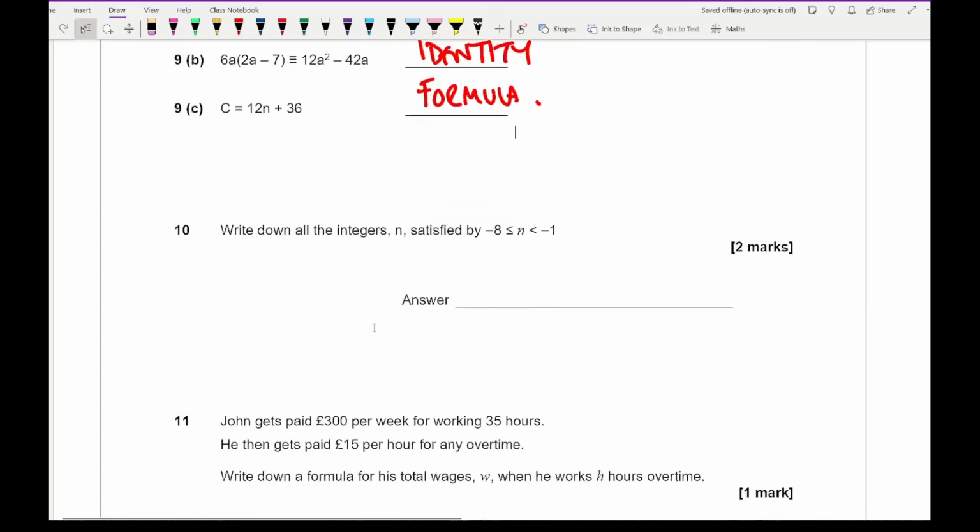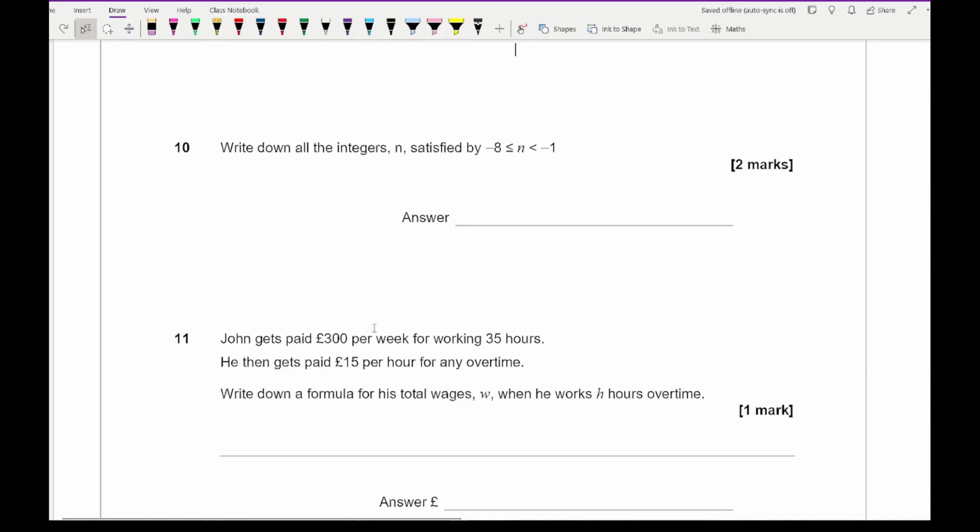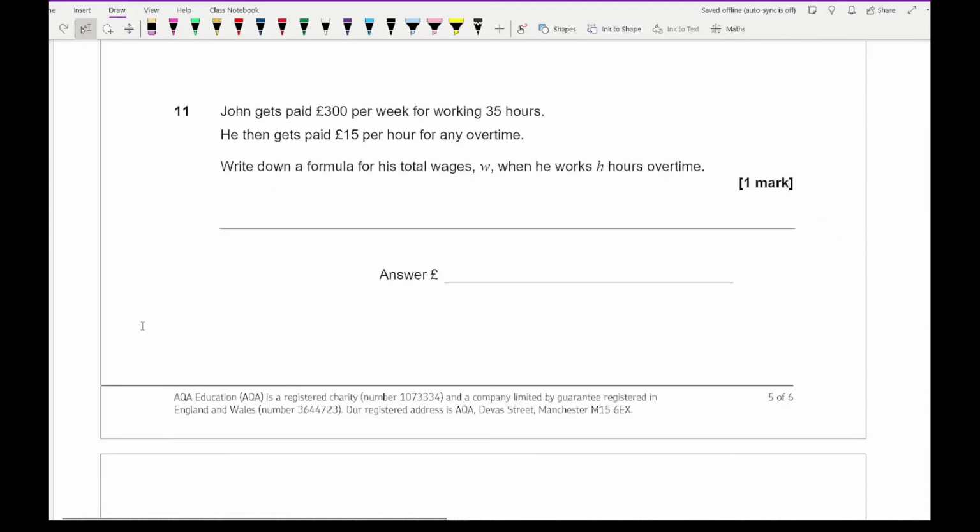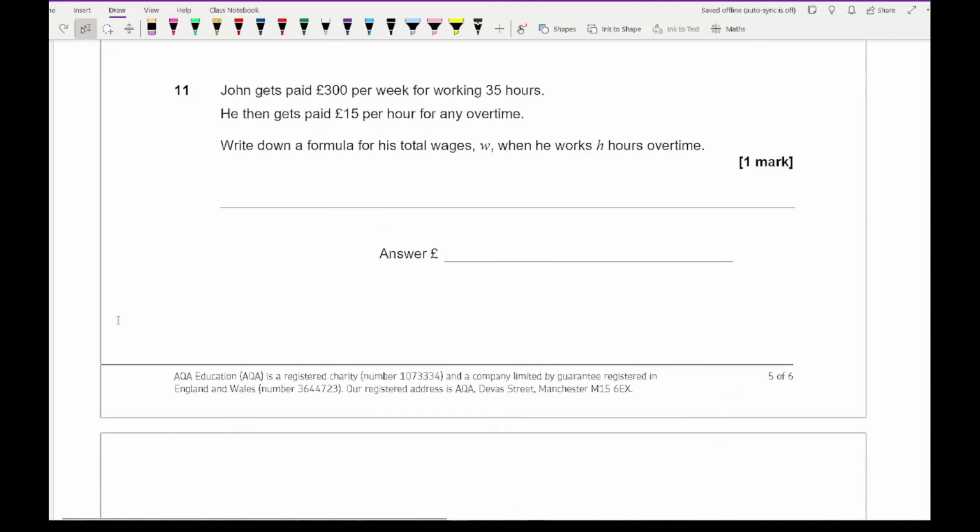Then moving on to question 10, it says write down all the integers that satisfy minus 8, where n is exclusive of minus 1 but inclusive of minus 8. So the correct answer should be minus 8, minus 7, minus 6, minus 5, minus 4, minus 3, minus 2.